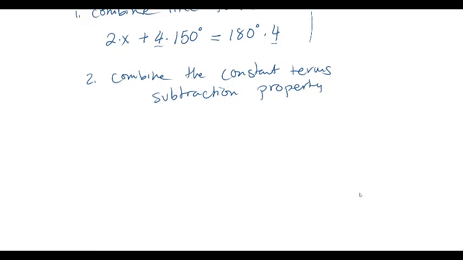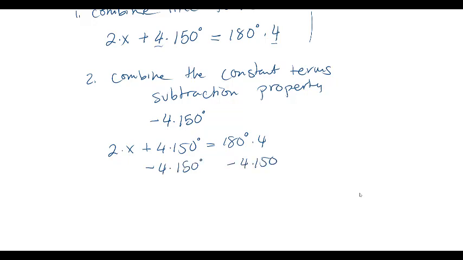Okay, so what we're going to do is subtract minus 4 times 150. We won't calculate what that equals, we'll just subtract it. So we have 2 times x plus 4 times 150, I'm just copying it down, equals 180 times 4. And now I'm going to subtract 4 times 150 from both sides.